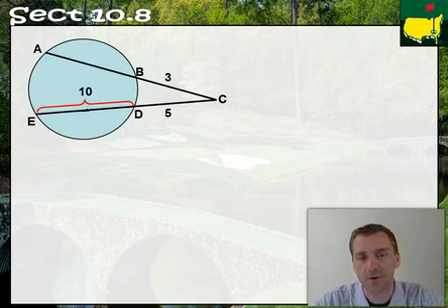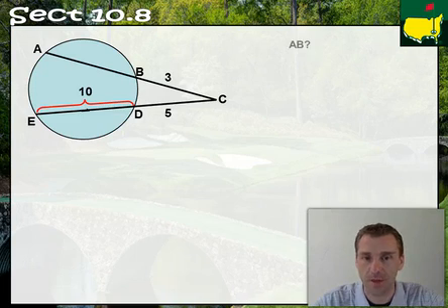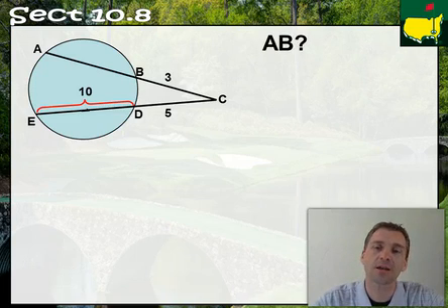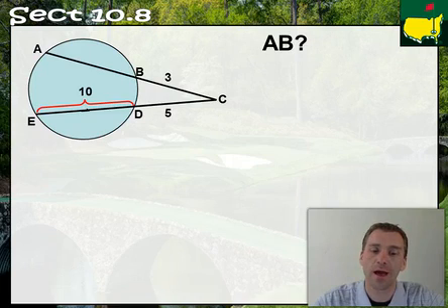That little piece right there is 10, a distance or length of 10. The question, though, is to find AB, that piece right up there. Well, how do I do that?